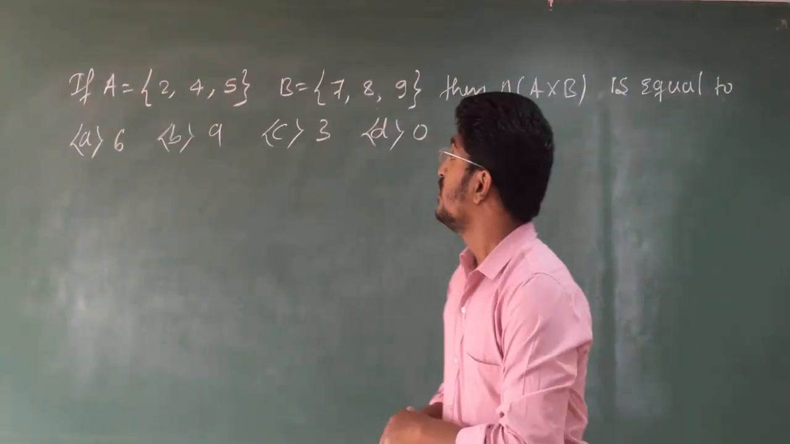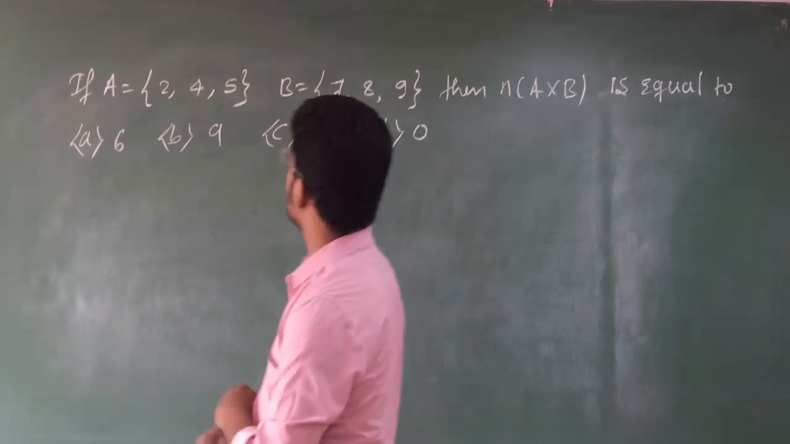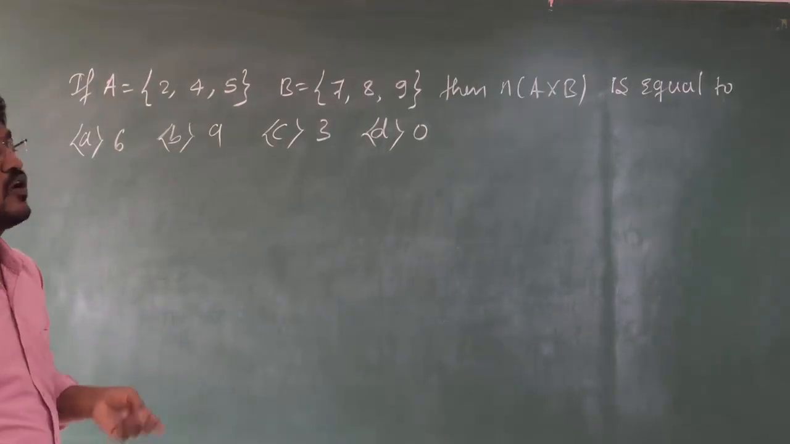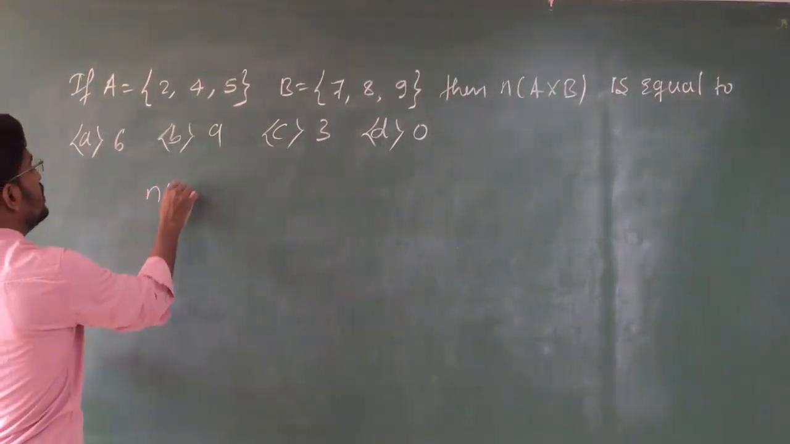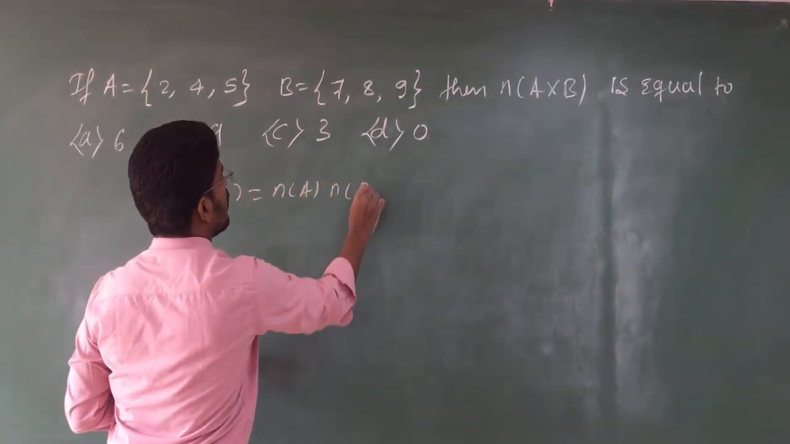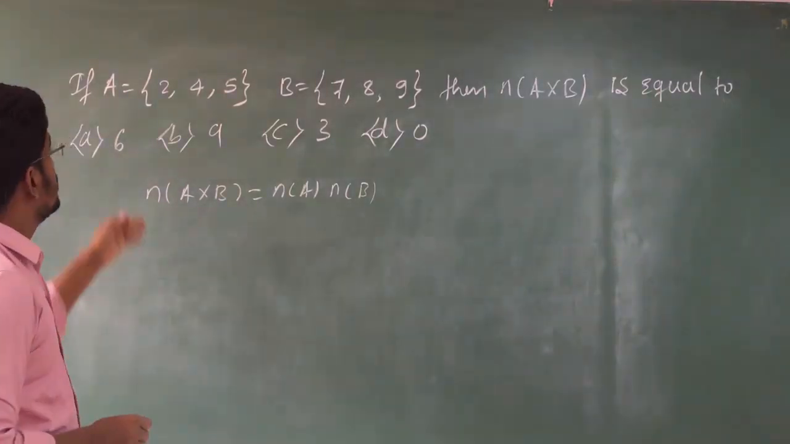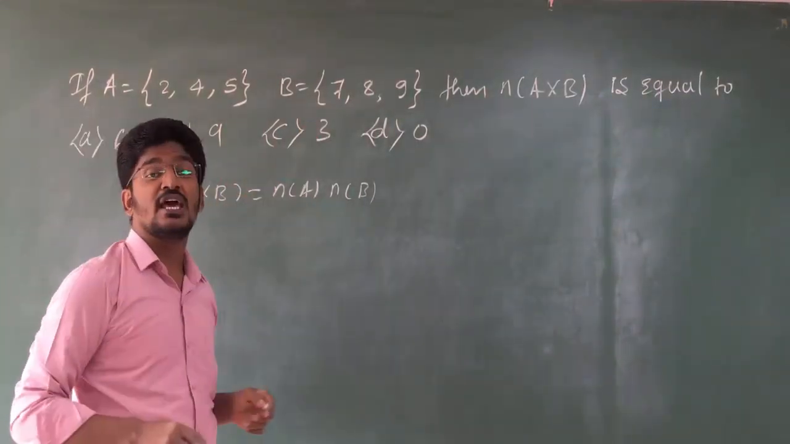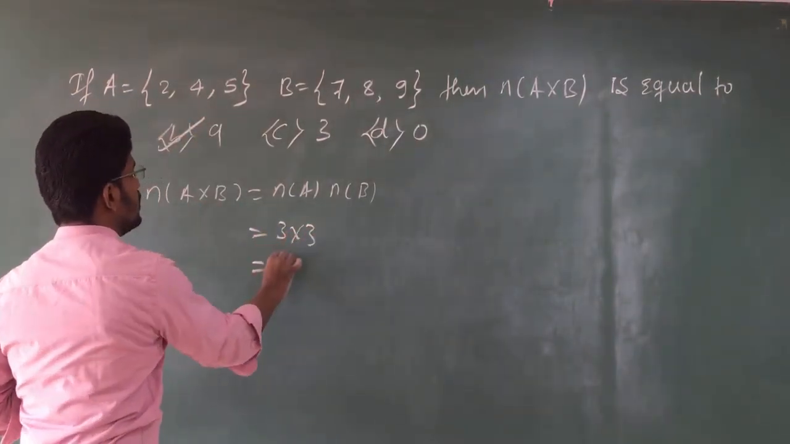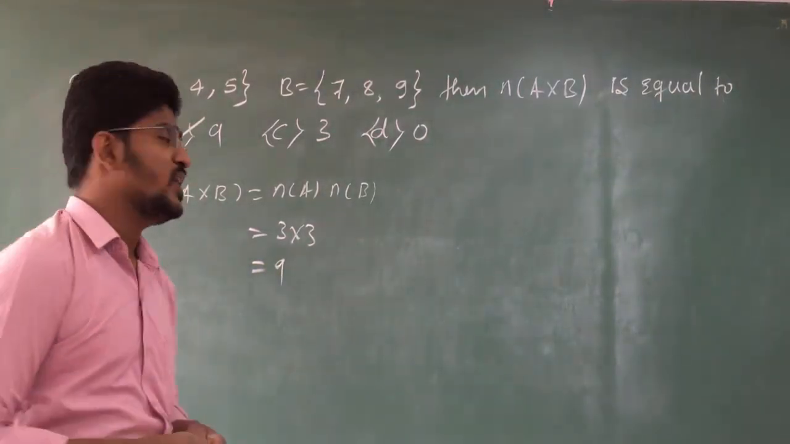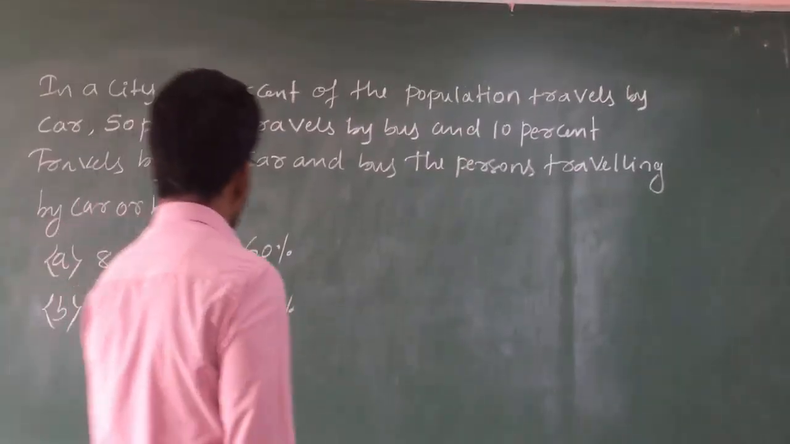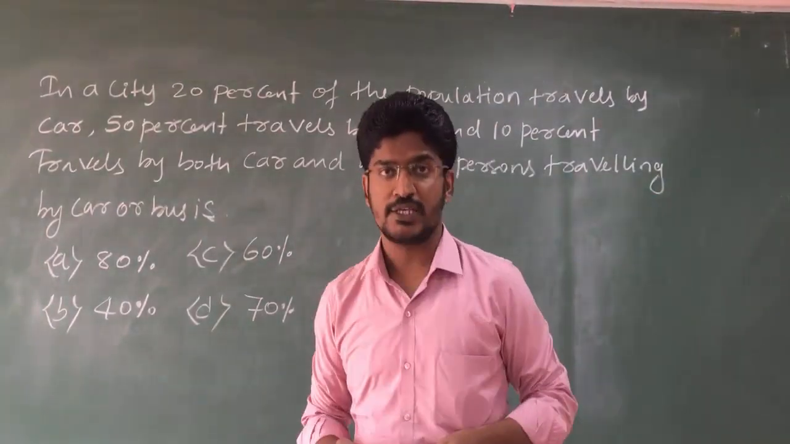If A equal to set of 2, 4, 5 and B equal to set of 7, 8, 9, then n of A cross B is equal to? Very simple question. n of A cross B is equal to n of A multiplied with n of B. This formula you must know. Here you have 3 elements, here you have 3 elements. Therefore total 9, that is 3 into 3. n of A cross B will be 9. So very simple question, no problem. You can understand it very easily. Okay students, now let us move to the next question.